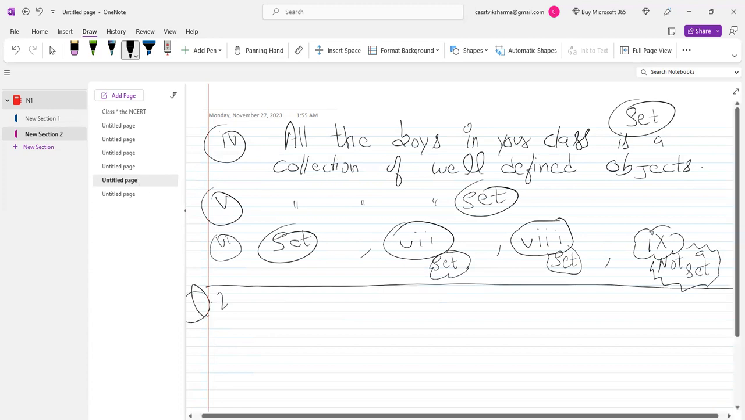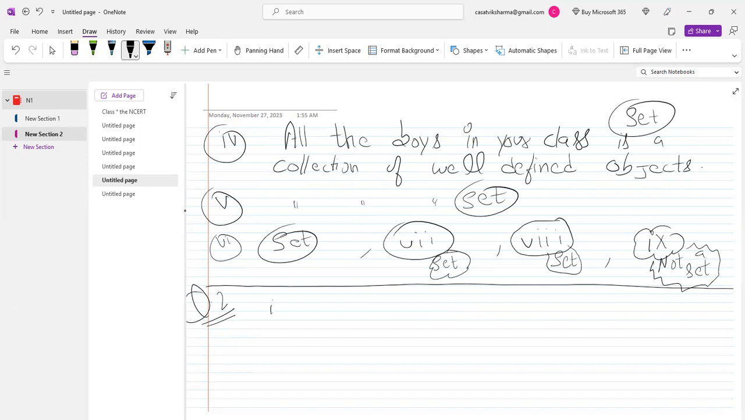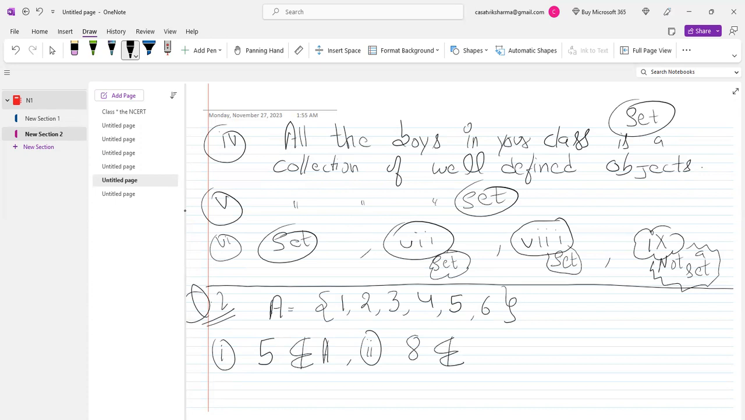Let's move to question 2. Question 2 is very easy. First part: set A in roster form, 1, 2, 3, 4, 5, 6. So we have this set A. Does 5 belong to it or not? This is the sign for belongs to, and 5 belongs to it. 8 does not belong to it. Wait, sorry. What is this one?